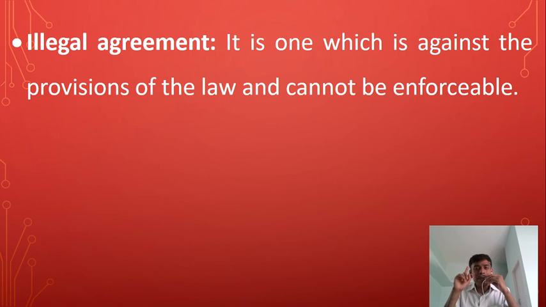So an illegal agreement is the agreement which is against the provisions of law and cannot be enforceable. This is the illegal agreement meaning. Therefore, the types of agreement are discussed. That is social agreement, legal agreement, void agreement, unenforceable agreement, illegal agreement.